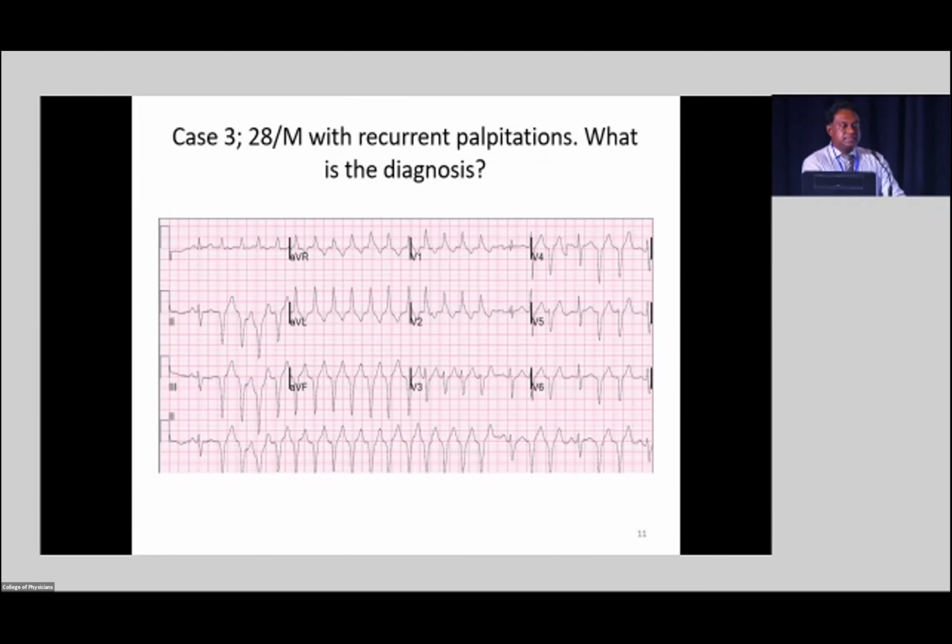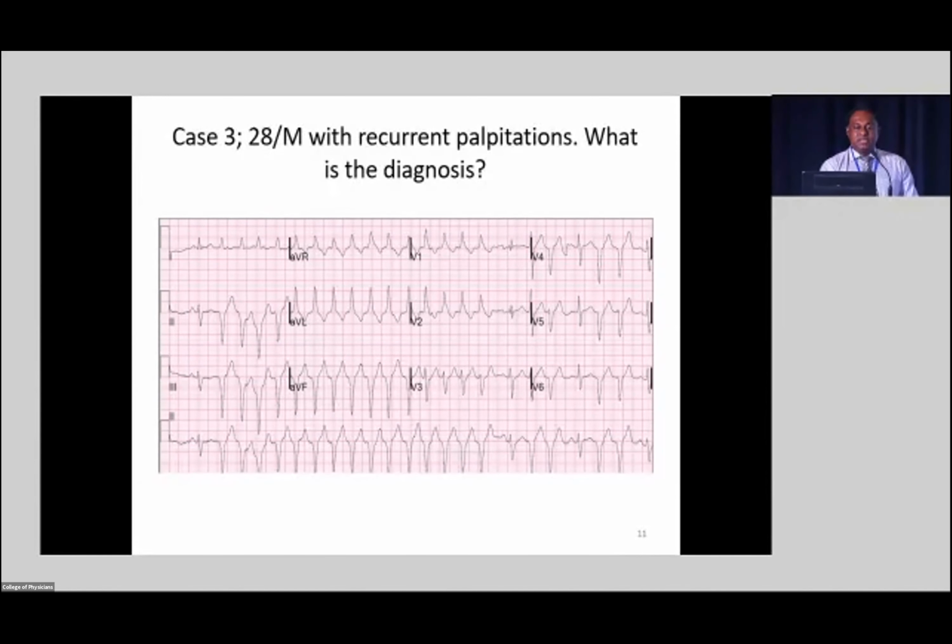The next case is a 28-year-old gentleman with recurrent episodes of palpitations. What is the diagnosis? So this is again a tachycardia, wide complex. For a wide complex tachycardia, it is not that wide, that much I can tell you. It's not that wide, but it is wide. It's tachycardia, not very fast. It will be going at about 155.